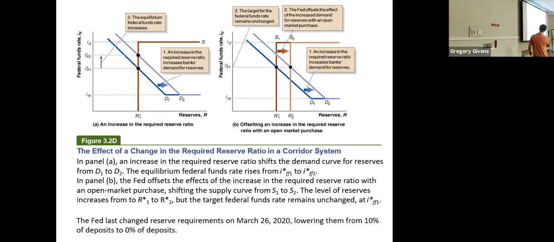Again, just this last little point here, the Fed last changed its reserve requirements in March of this year, lowering them from 10% all the way down to 0%. Given the current regulatory landscape, I don't see that changing, but you never know. With as quickly as things change in the federal funds market, it could be very different by next year or the year after that. Okay, any questions so far? Is all of this pretty straightforward?